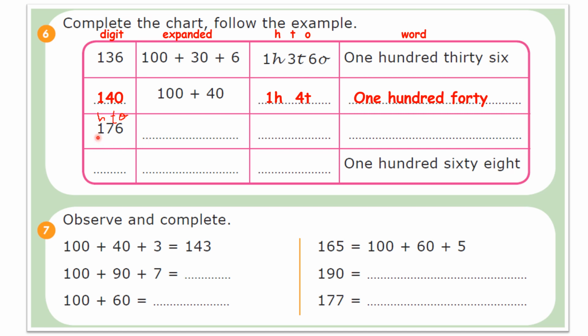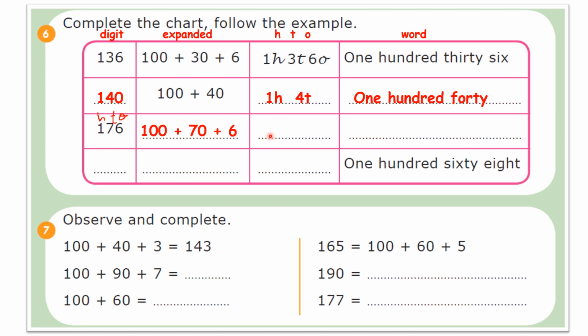So, what is the value of 1 in the hundreds place? Yes, it is 100. Then don't forget the plus sign. Plus 7 in the tens place means, yes, 70. Plus 6 in the ones place means 6 ones only. So the expanded form of 176 is 100 plus 70 plus 6.